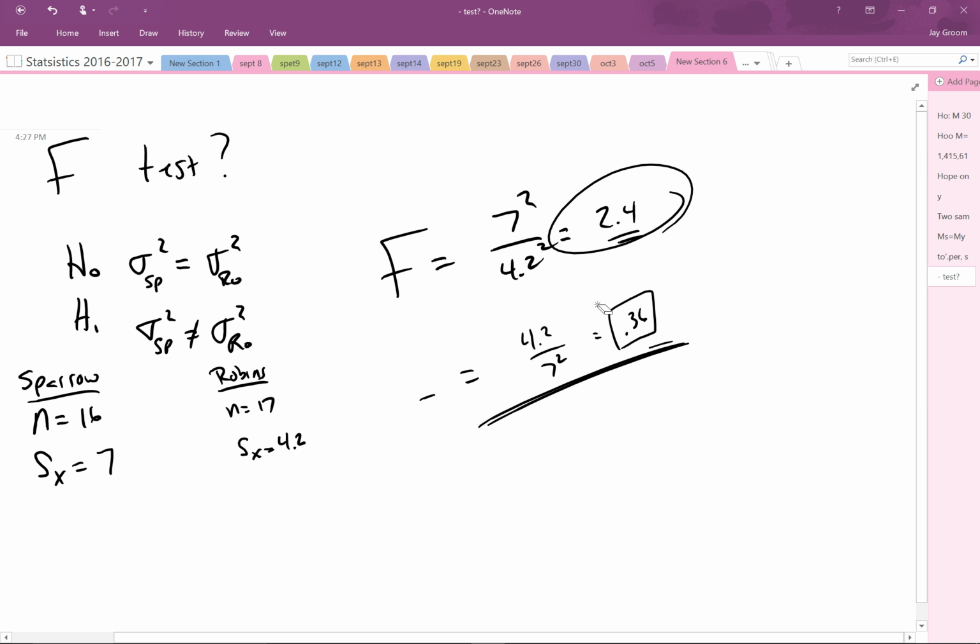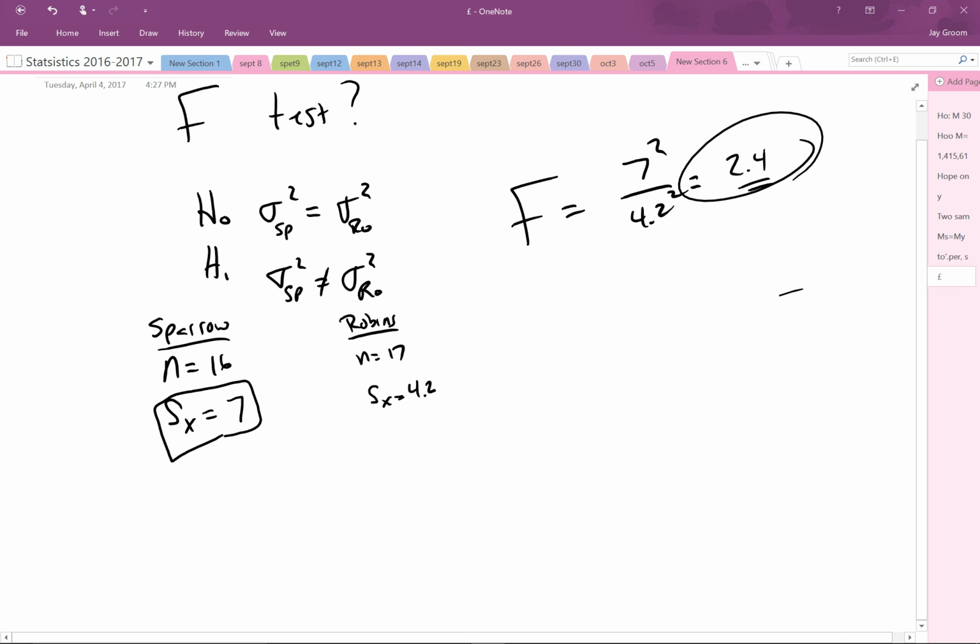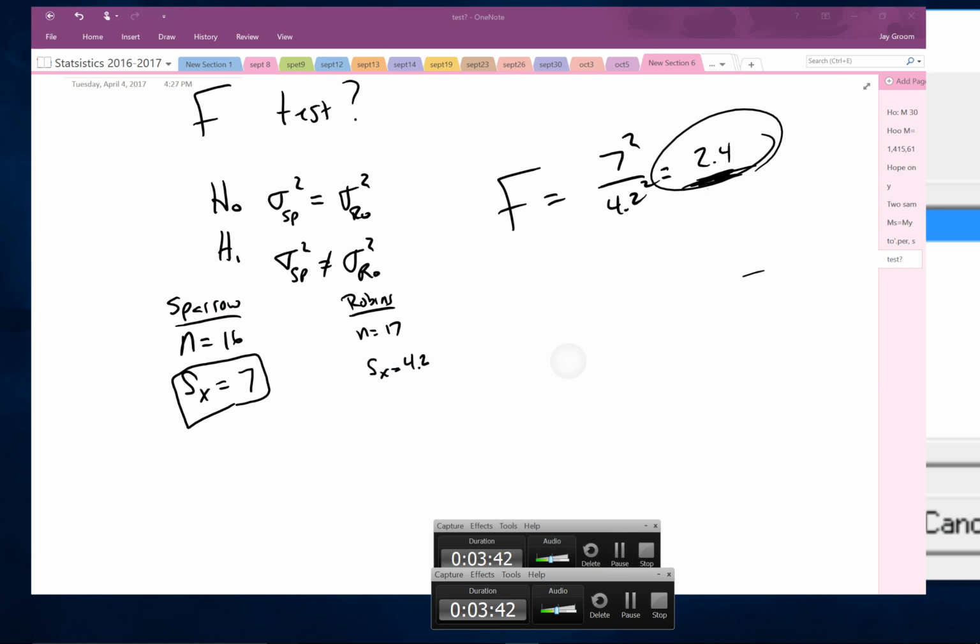So that's why I always suggest that when you input it in the calculator, you always put the bigger SX as the SX1. Okay? Therefore, when you do it by hand and when you do it in the calculator, they'll agree with each other. F-wise, they'll agree. P-value-wise, they agree regardless. But F-wise, they'll agree and it'll make you feel good about yourself. So that's what I would suggest.